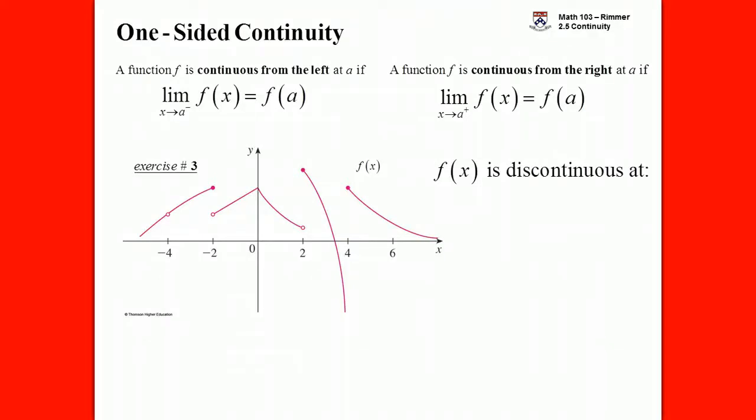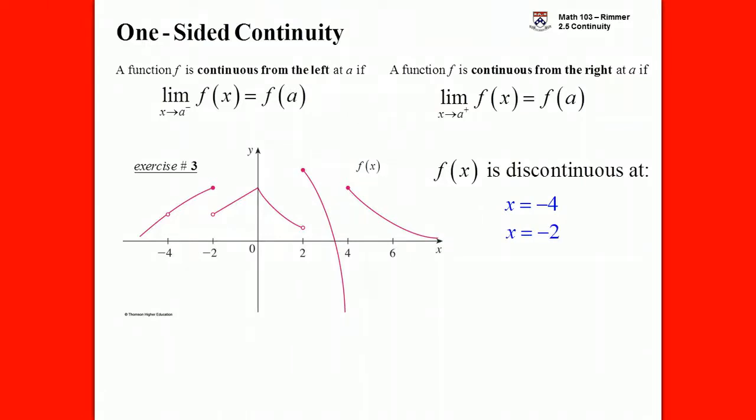As I go from left to right, the first x value that I see that I'm discontinuous at is -4. I have this point being removed. That's a removable discontinuity at -4. Keep going. You're continuous for all the ones in between -4 and -2. What type of discontinuity at -2? Jump discontinuity. The left-hand limit is not equal to the right-hand limit. You have this jump discontinuity at x equals -2.